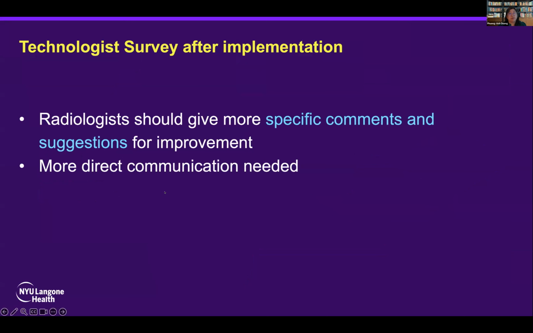So when I implemented this at Emory years ago, I sent out a survey afterwards to see what the technologists thought about it. And one of their concerns was that the radiologist didn't give specific information or suggestions. So I think as radiologists, if you're asking somebody to make a change, if you're saying that something was done incorrectly, you really need to know what the correct thing to do is, or at least make a query about, could we have done it this way? Could we have done it that way? Those things are really helpful.